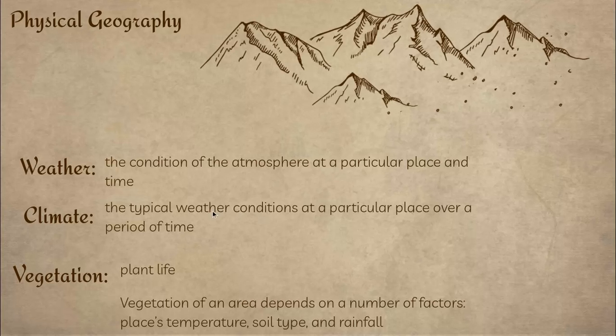Climate is the typical weather conditions at a particular place over a period of time. So climate is what usually happens, right? So they take a number of years and they say, what is the average temperature? What is the average rainfall? What is the average snowfall? What is the average cloud cover? And that makes a place's climate.